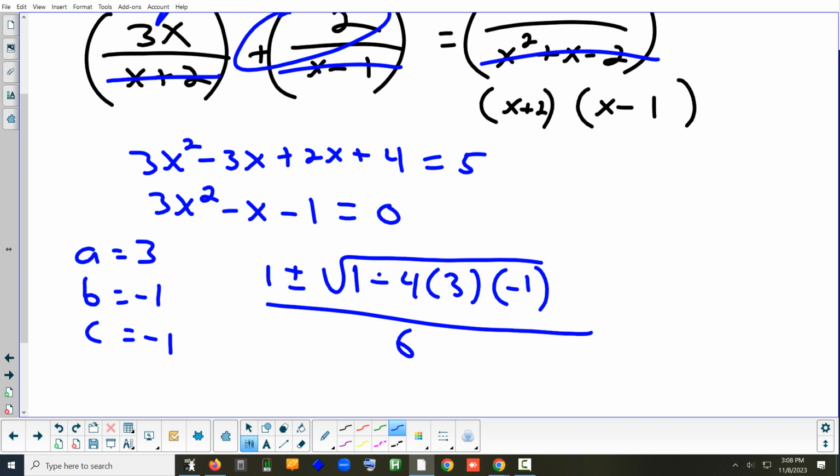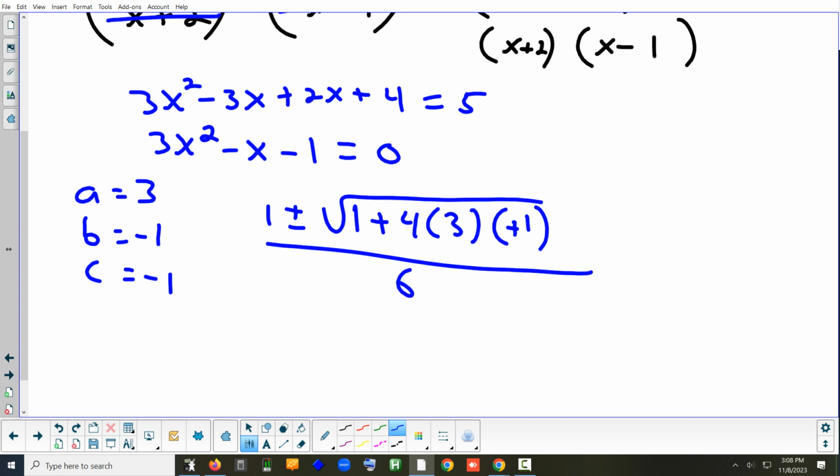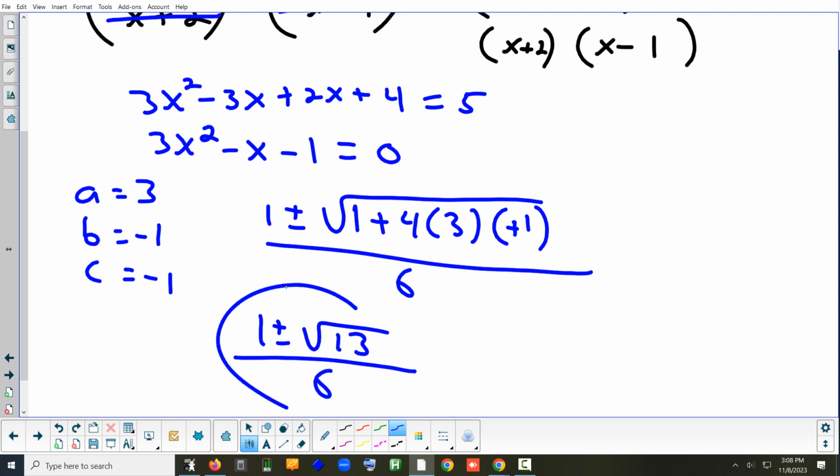Okay, we are subtracting a negative number under the root, so we can make it addition. And what does that give me for the radicand? What's 4 times 3 times 1 plus 1? 13. There you go. Those are your two answers. We just have to make sure that when we plug them back in, they don't cause you to divide by 0.